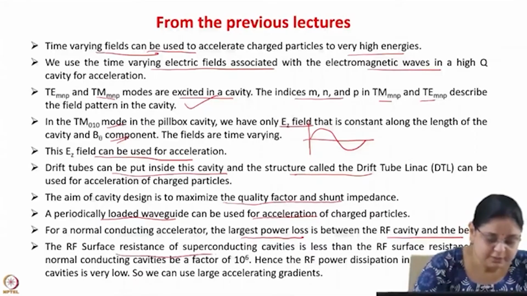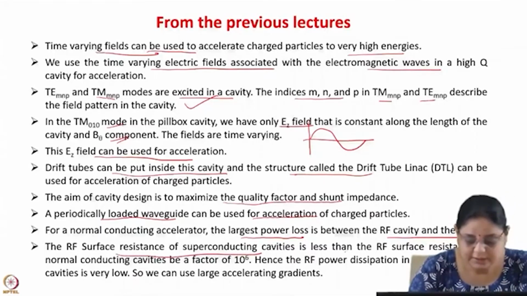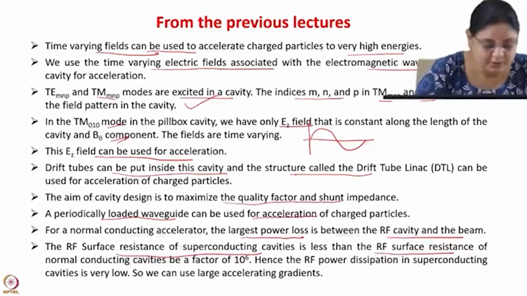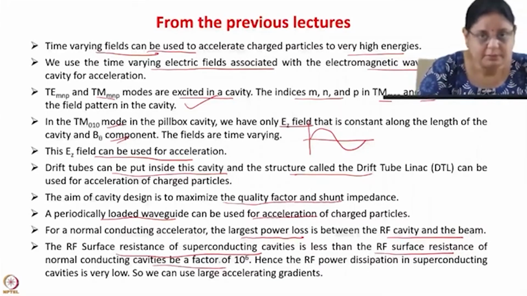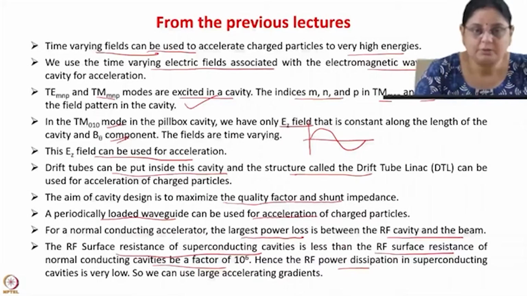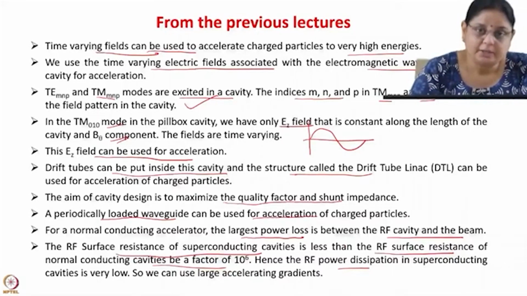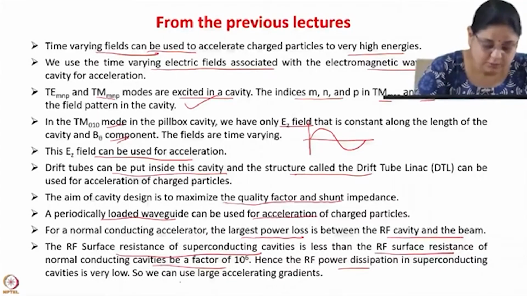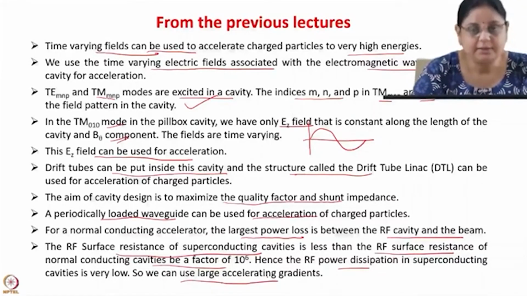The RF surface resistance of superconducting cavities is less than the RF surface resistance of the normal conducting cavities by a factor of 10 to the power of 6. So the RF power dissipation in superconducting cavities is very low. So superconducting cavities offer a huge advantage for accelerating charged particles because now the entire RF power can go for acceleration of the beam. And also we can use large accelerating gradients in superconducting cavities.